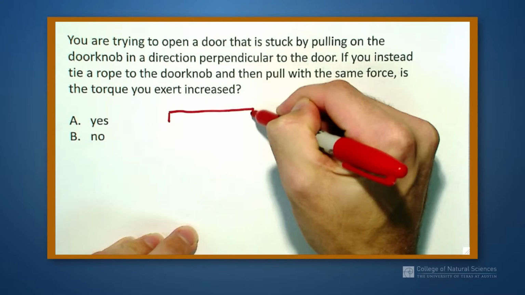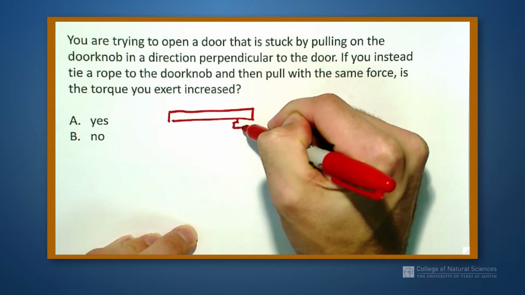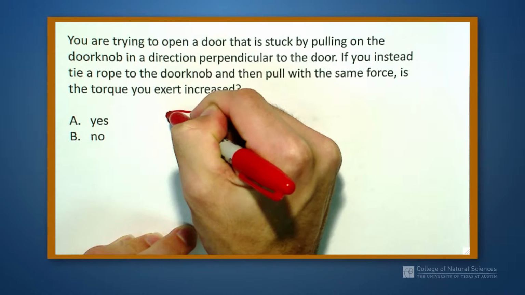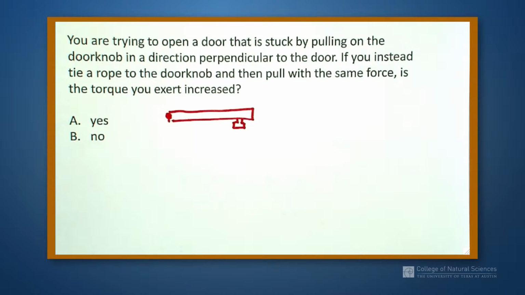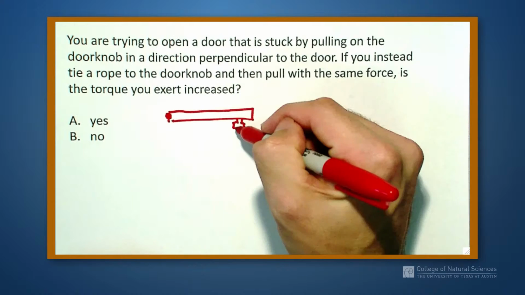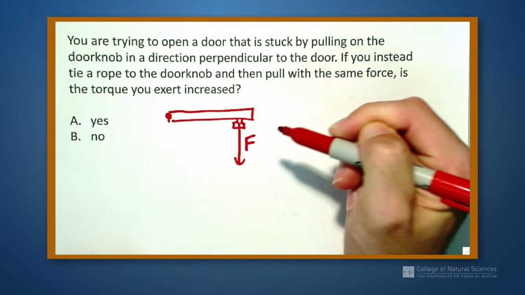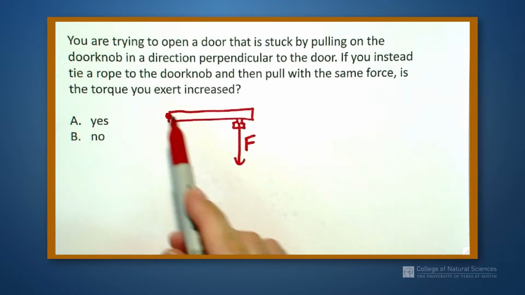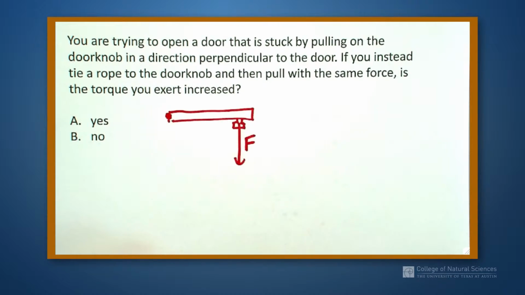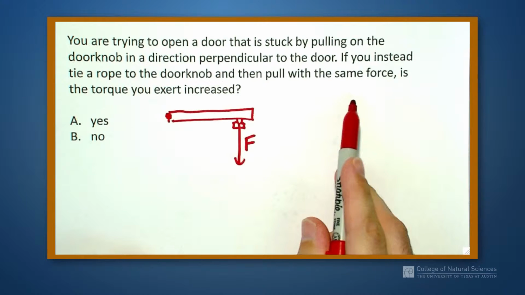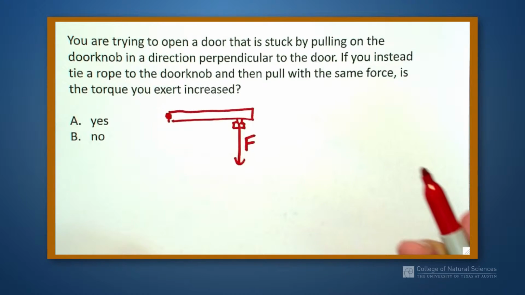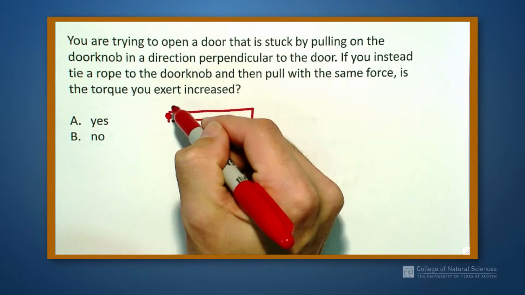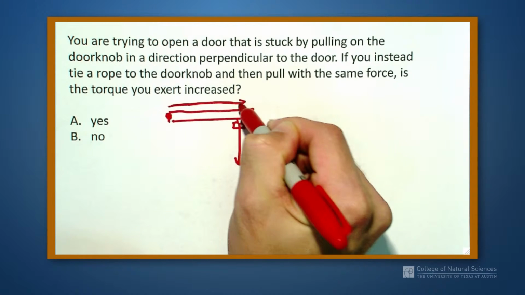So I have my door, I have my doorknob, and I know it's going to rotate around the hinge. And I'm going to pull on this with a force F. In the second part of the problem, we're going to see what happens if we tie a rope around this doorknob. And we want to know if we pull with the same force, what happens to the torque. So we really want to figure out the torque.